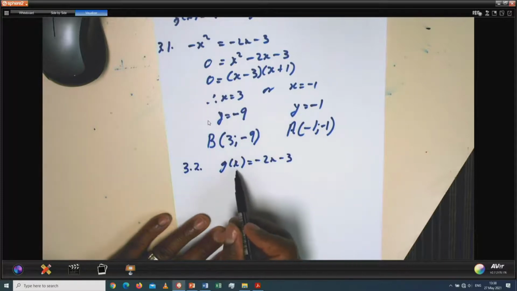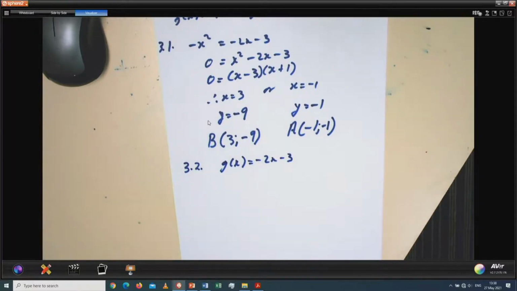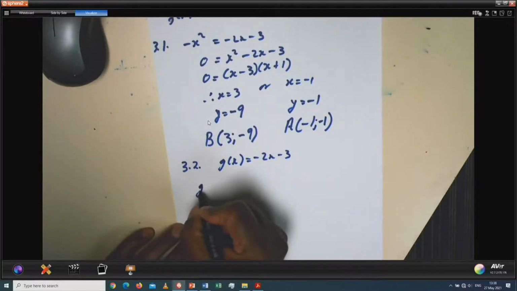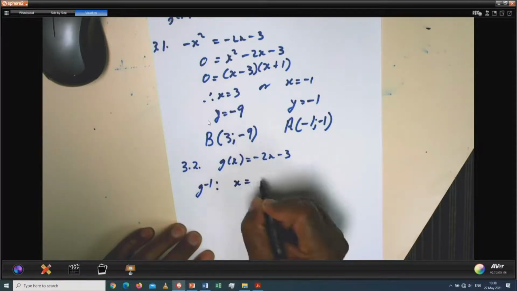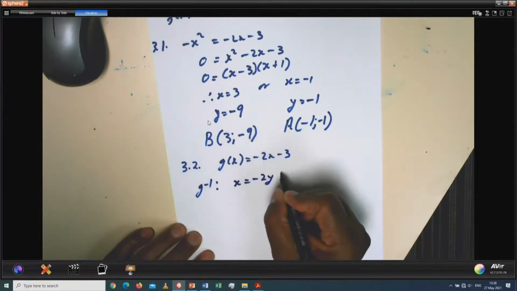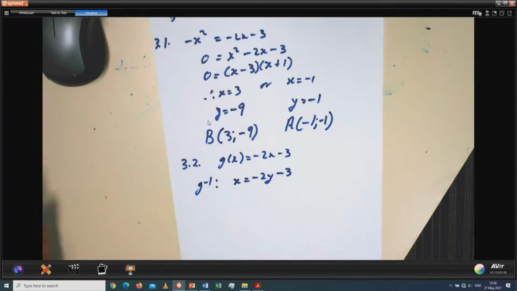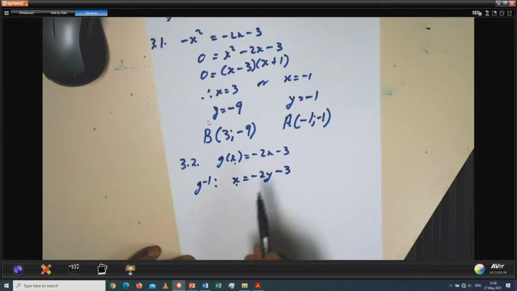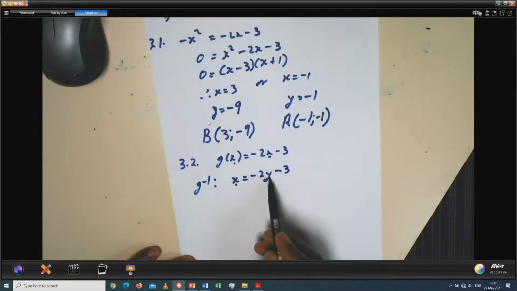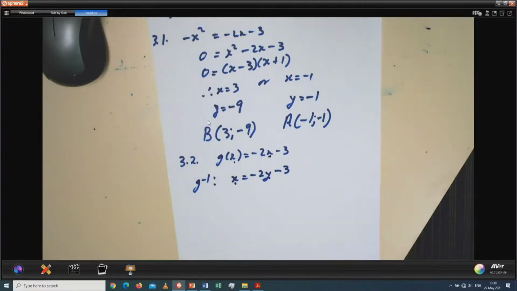I said, once you see G of x, it's nothing else but y, a function expressed in terms of x. So what do we do? For the inverse, swap x and y. G inverse: x is equal to minus 2y minus 3. Nothing else happened. All I did, instead of y here, I wrote x. Instead of x here, I wrote y. That's how we determine the equation of the inverse.